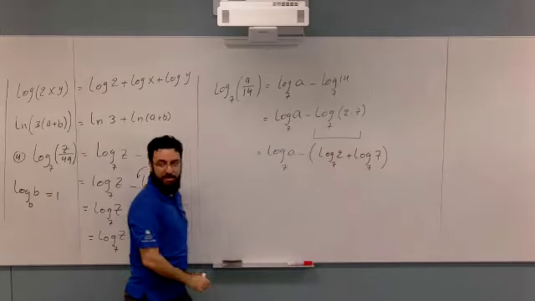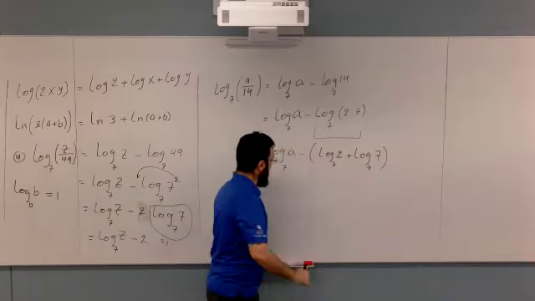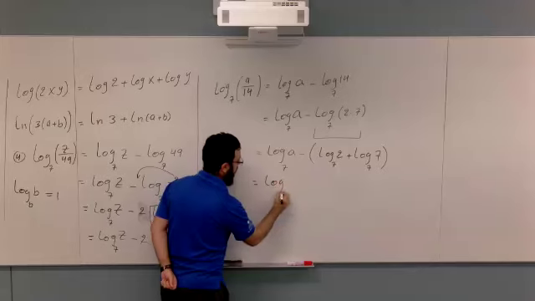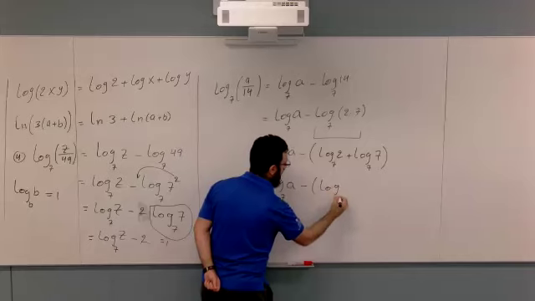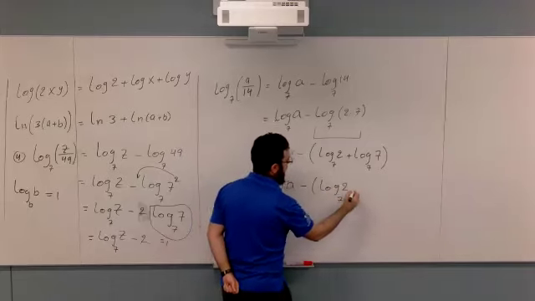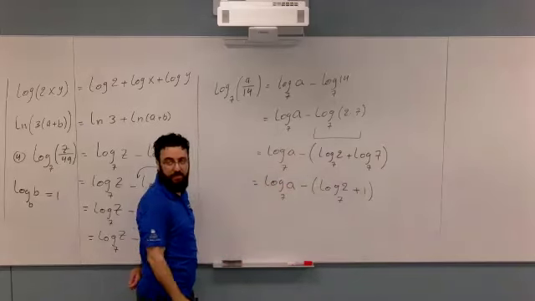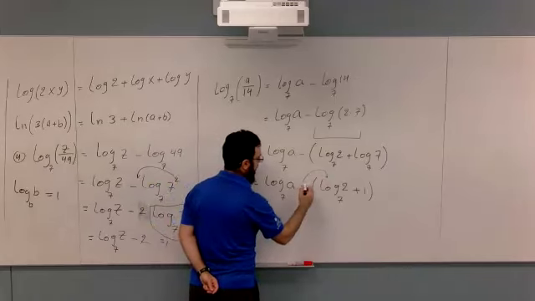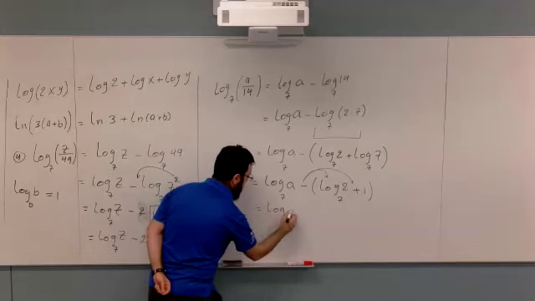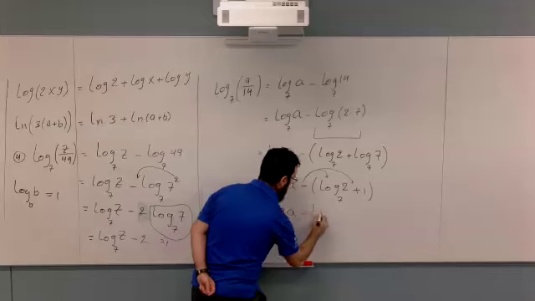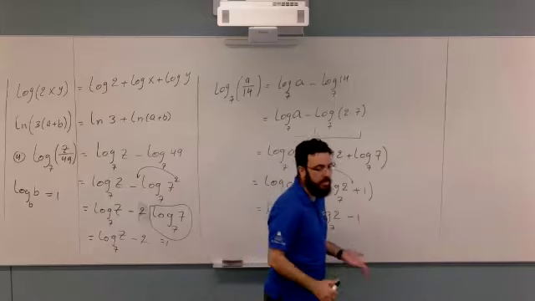Can I do that? Now check what happened here. How was the result here? 1. So log to base 7 of a minus log 2 to the base 7 plus 1. Now, can I distribute the negative sign? So log base 7 of a minus log base 7 of 2 minus 1. That's it. You can't simplify it anymore.